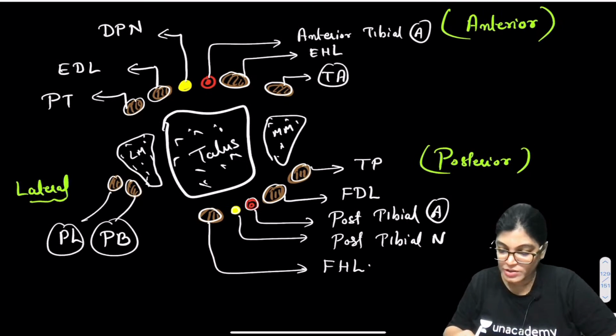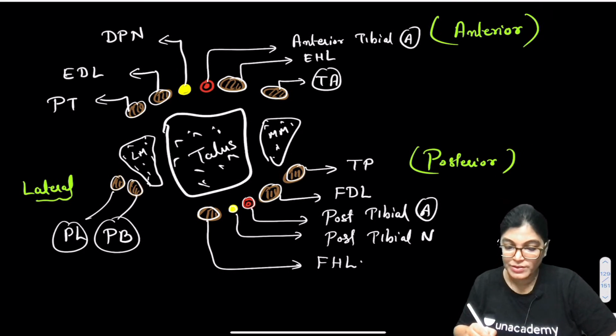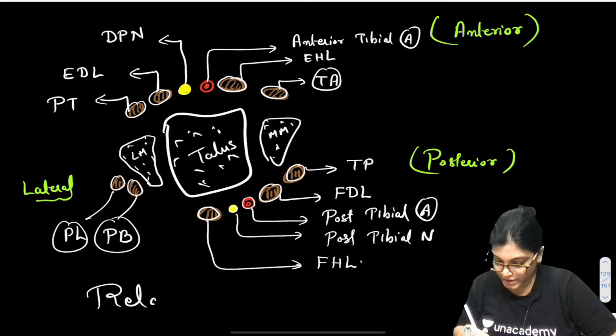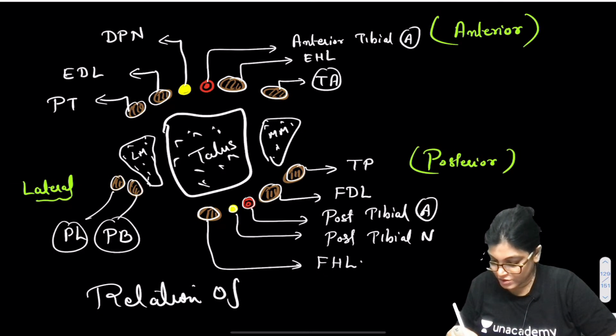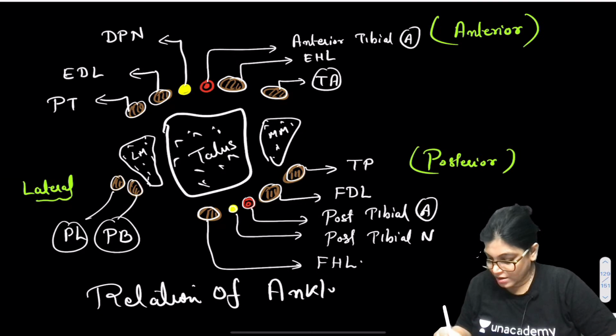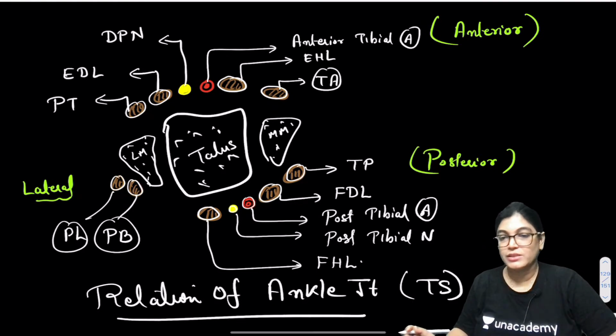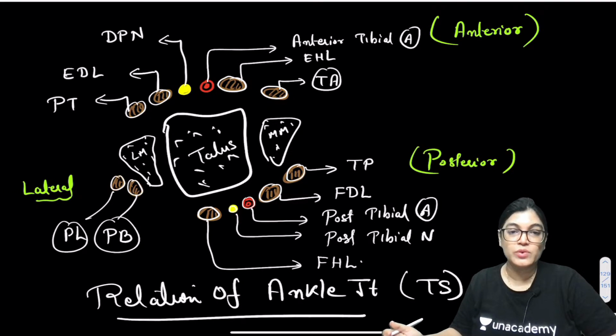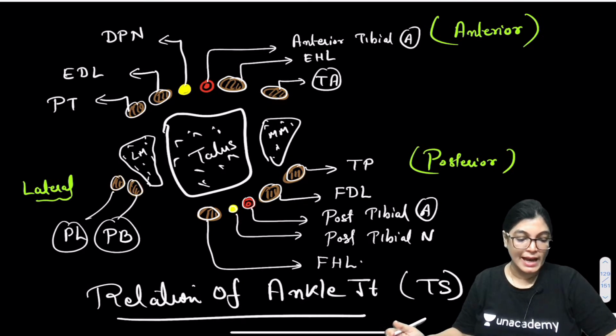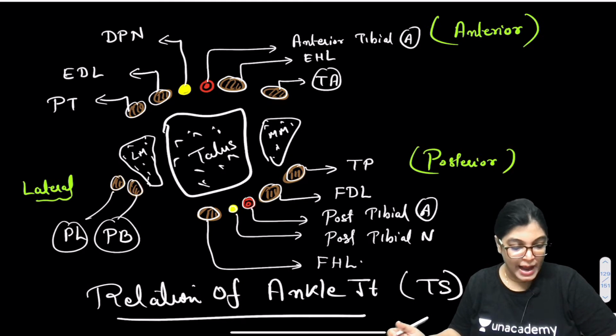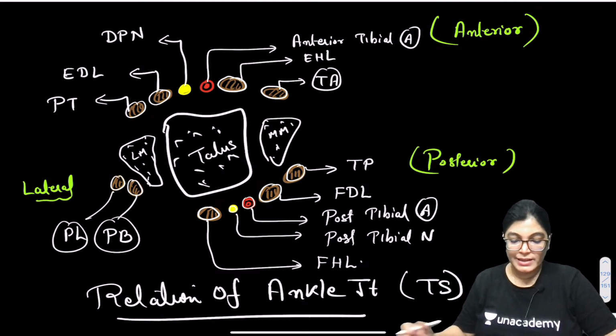So, what is the diagram which I have made? I have made a diagram in which you are seeing the relations of ankle joint. It is the transverse section, TS, of ankle, showing the relation on anterior, posterior and lateral aspect of ankle joint. So, are you understanding? Let me know. Let's move on to the next.